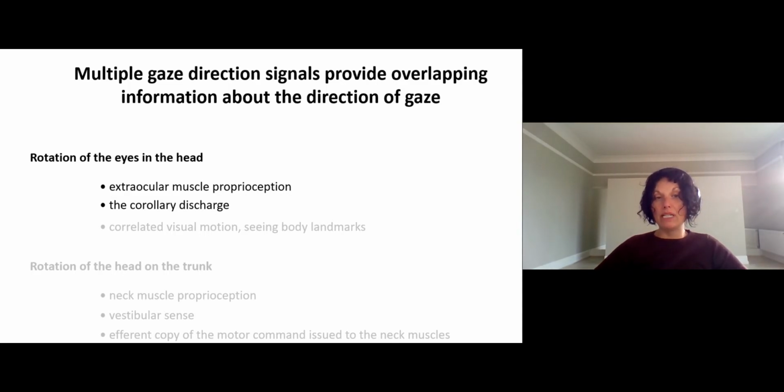They fall broadly into two categories: information that tells us about the rotation of the eyes in the head, and information that tells us the rotation of the head on the trunk. So today I will be focusing on extraocular muscle proprioception and a little bit about the corollary discharge.